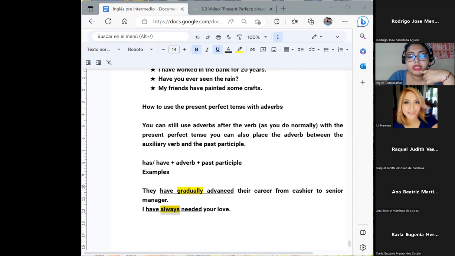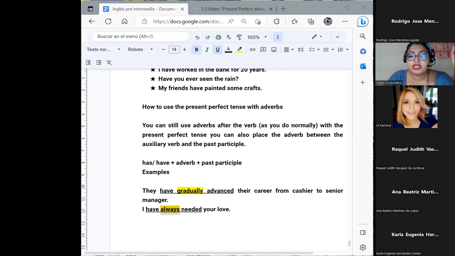Then we have focusing, and these adverbs go in the middle of the sentence to emphasize the meaning of the sentence.